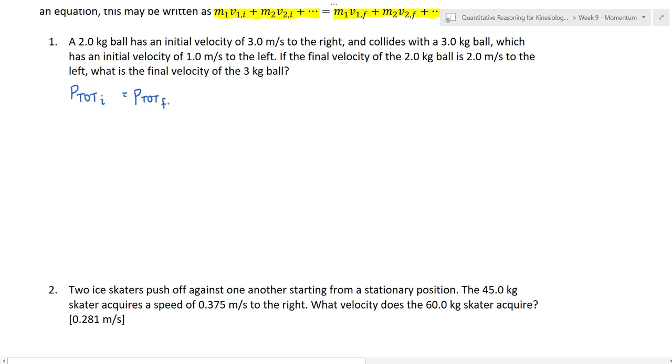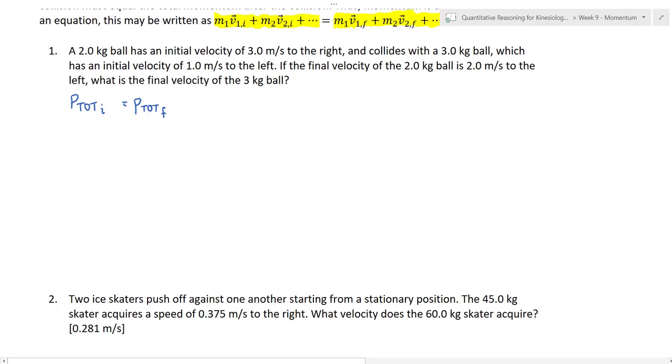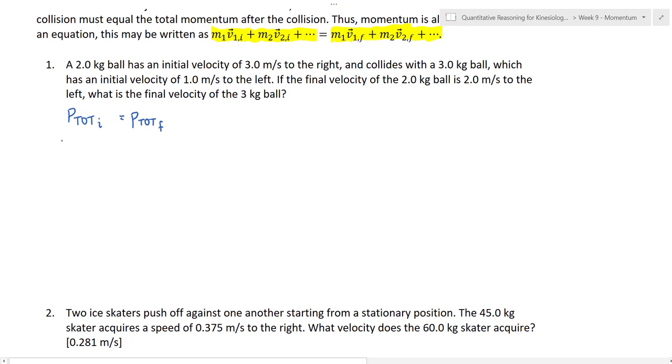So how many objects do we have? We have a 2 kilogram ball and we have a 3 kilogram ball. So we have two different objects. So I'm going to write out the formula as we see above, that's highlighted there for you. So the mass of object 1 times the velocity of object 1 initially, so before the collision, plus the mass of object 2 times the velocity of object 2 initially before the collision is equal to the mass of object 1, velocity of object 1 after the collision, plus mass of object 2, velocity of object 2 after the collision.